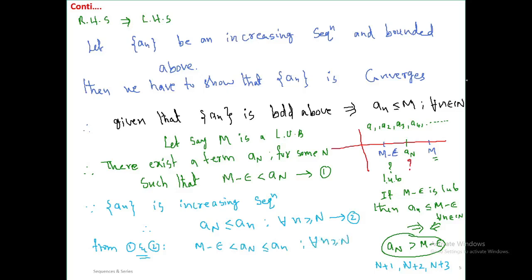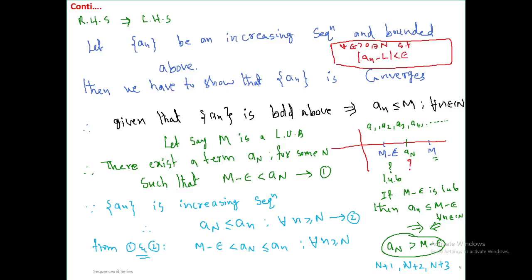Remember, what I want to prove should be very clear. I have to prove that the sequence converges. So according to the definition of convergence, for all epsilon greater than 0, there exists a natural number n such that the modulus of an minus l is less than epsilon. This I need to prove. Once I prove this, I am done. The sequence converges, because this is the definition of convergence.